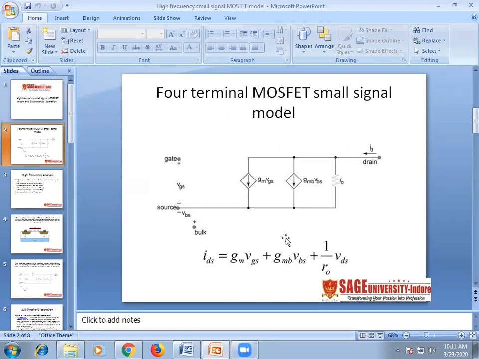So if we don't consider the sub-threshold operations, then the parameter GMB-VBS will not be present. In that case the device model will only have GM, VGS and RO. This middle parameter, GMB VBS, will not be present in a normal device.